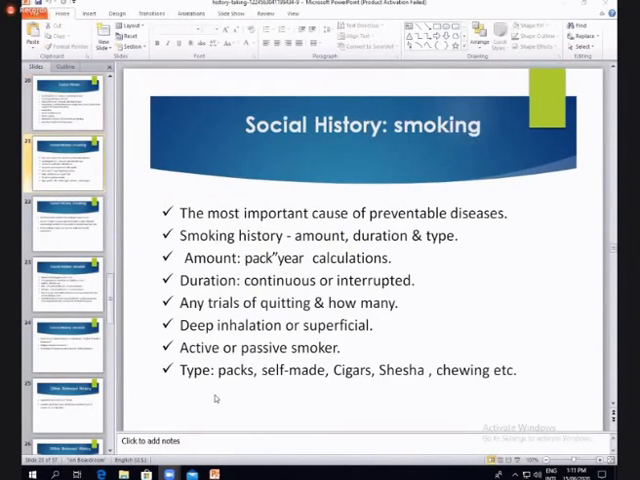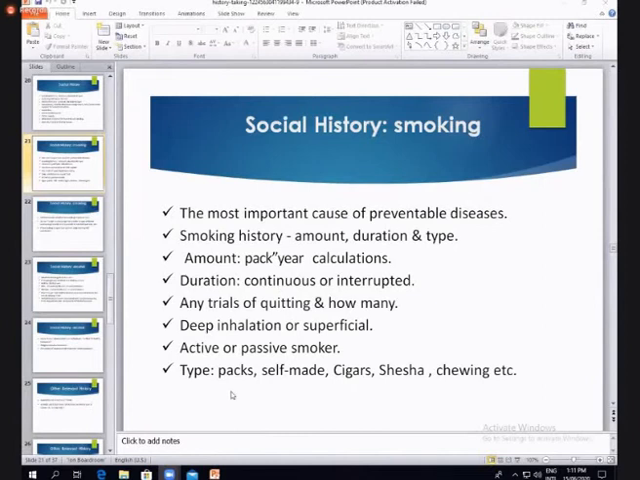So let's elaborate. The most important cause of preventable disease, smoking, should be evaluated in terms of its amount, duration, and type. By amount, I mean the number of cigarettes per day or number of packs per day. You need to evaluate the pack-year calculation as well. There is a particular formula which will be taught when you are dealing with your wards, hopefully. And then the duration, any trials of quitting, any motivation, is the patient feeling motivated enough to quit or not, and the effects of breathing, the number of family members that are smoking at the moment.